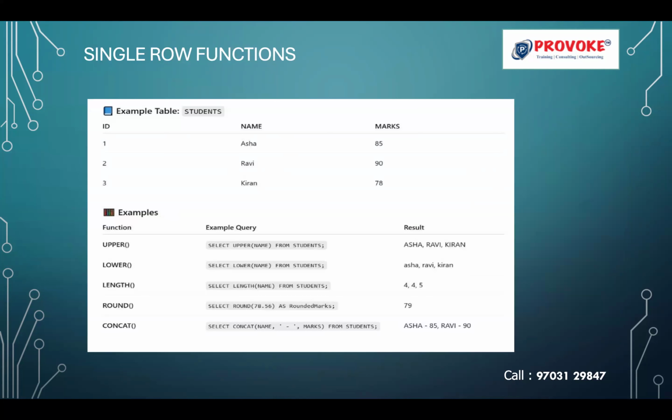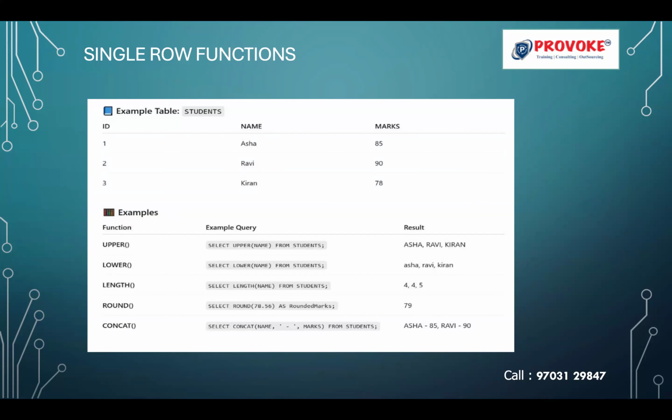Now, I have the student table with three columns: ID, name and marks, and three rows. This is a single row function operating on the student table: select upper of name from students. It is going to convert all the names into uppercase.